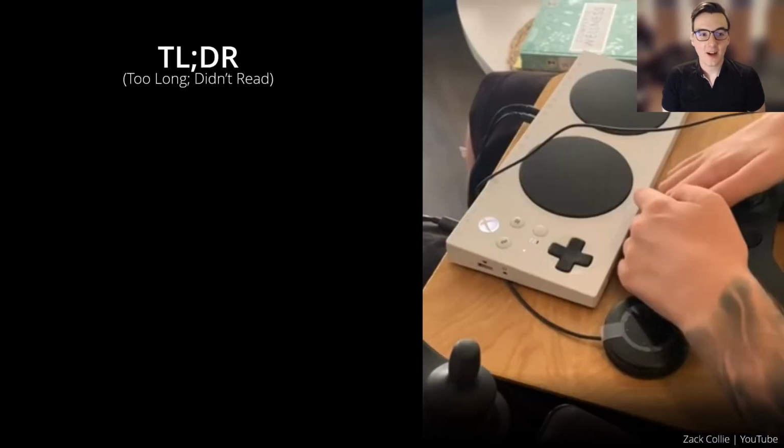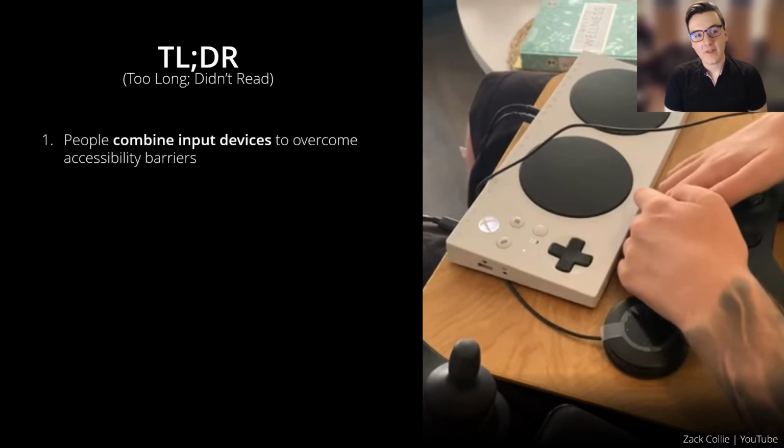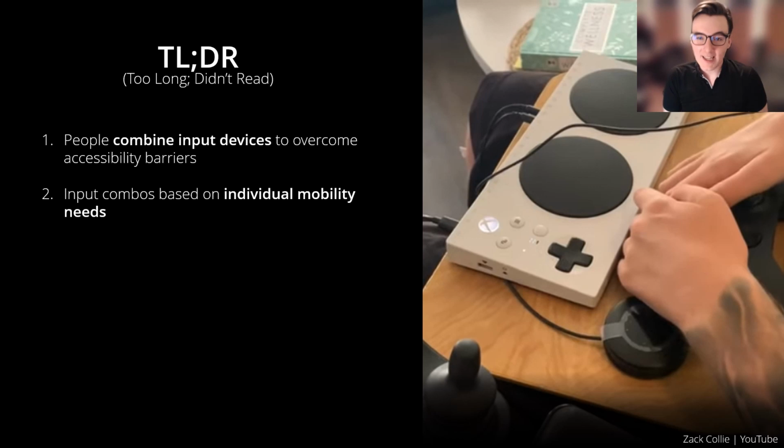So mostly as a commentary on my own attention span for presentations, I'm going to summarize our findings here. So first, we find that when people with limited mobility encounter accessibility barriers, one of the most common remedies is to combine input devices. Second, we find that these input combinations are strongly based on individual mobility needs, with a wide range of combinations to suit a wide range of people.